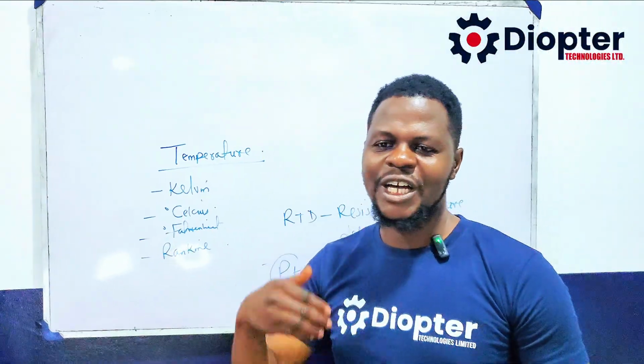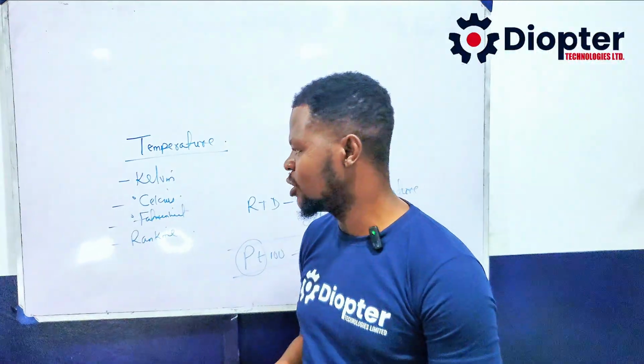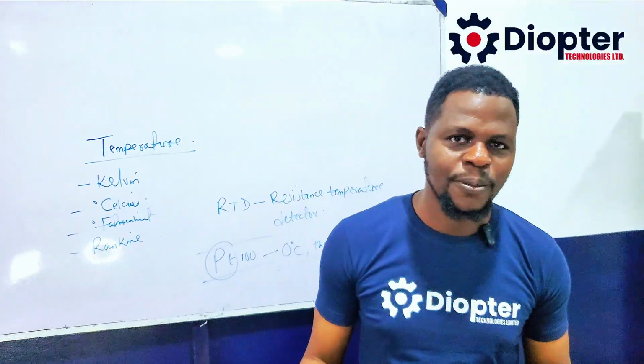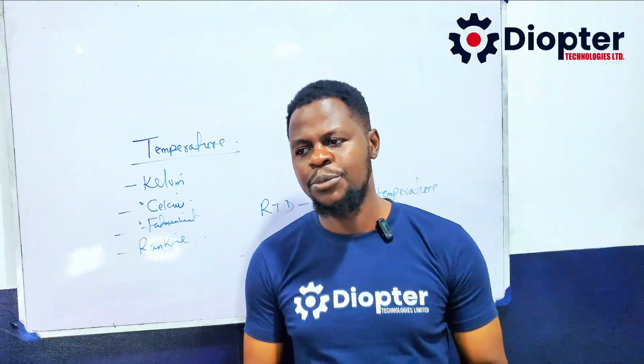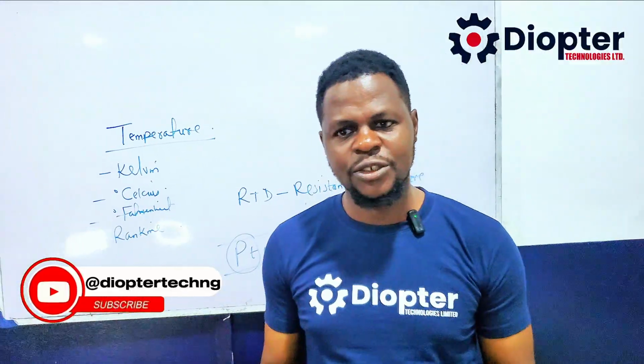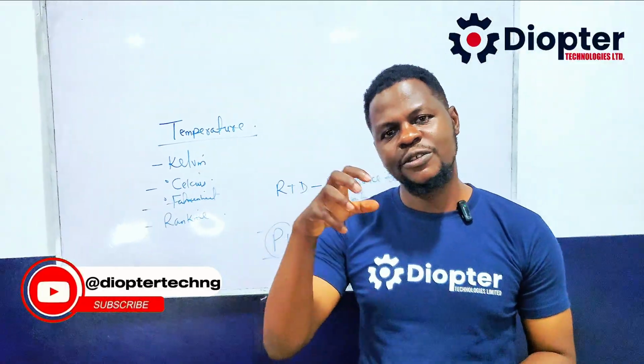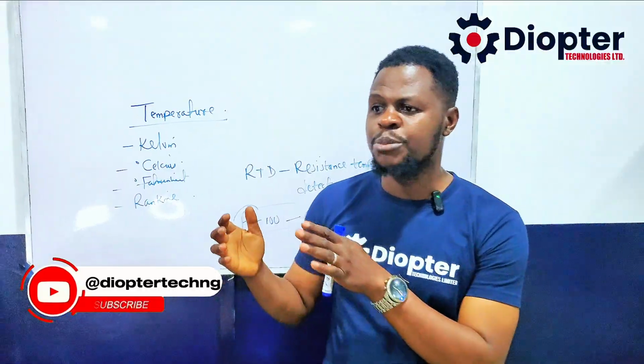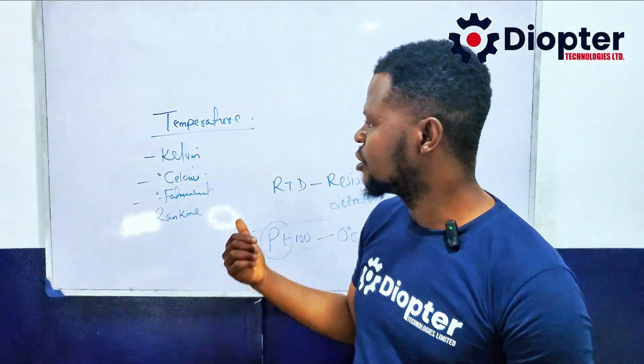Another temperature measurement instrument is the thermocouple. That is one other popular temperature measurement instrument, along with the temperature gauge and the temperature transmitter. So these are all instruments used in process plants for measuring temperature.